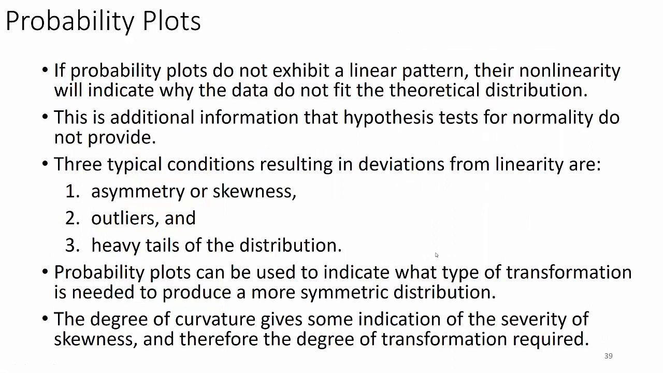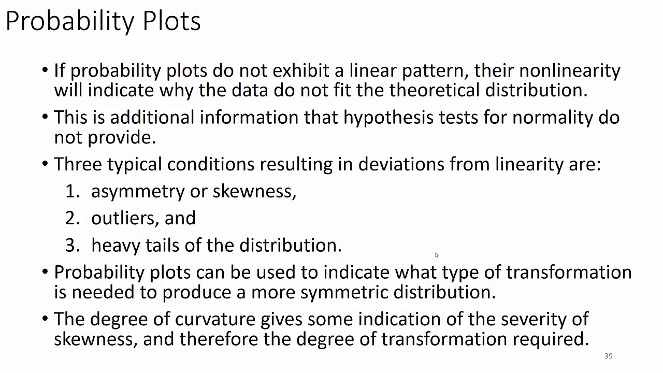If probability plots do not exhibit a linear pattern, their nonlinearity will indicate why the data do not fit the theoretical distribution. This is additional information that hypothesis tests for normality do not provide. So the three conditions resulting in deviations from linearity: if you have nonlinear data, that means you have skewness or asymmetry of your data, you have big outliers, and you have heavy tails of the distributions.